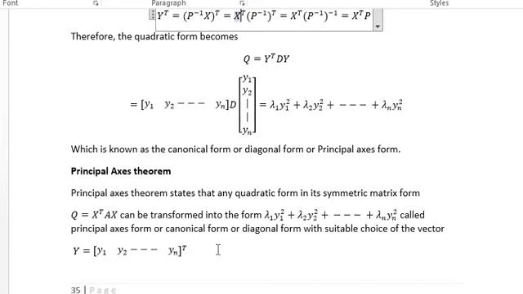So now let's see what the principal axis theorem says. Principal axis theorem states that any quadratic form in its symmetric matrix form Q is equal to X transpose AX can be transformed into the form lambda 1 y1 square plus lambda 2 y2 square plus etc. lambda n yn square, called the principal axis form or the canonical form or the diagonal form, with a suitable choice of vector y is equal to the matrix y1, y2, etc. yn the whole transpose.